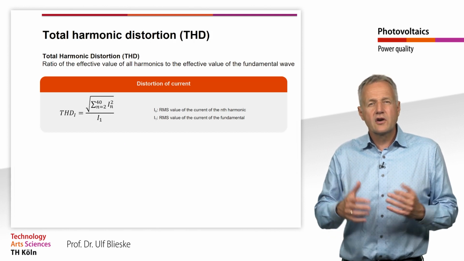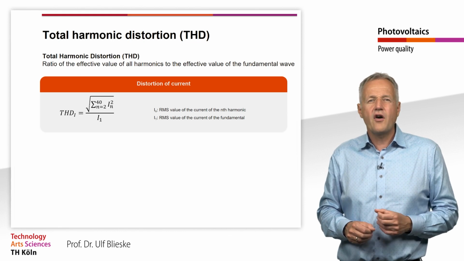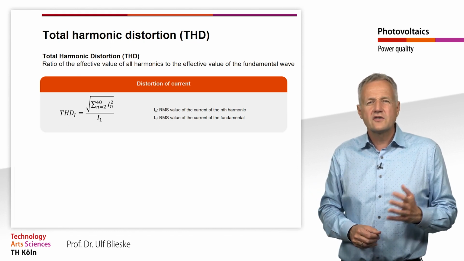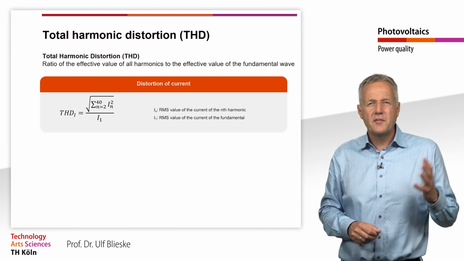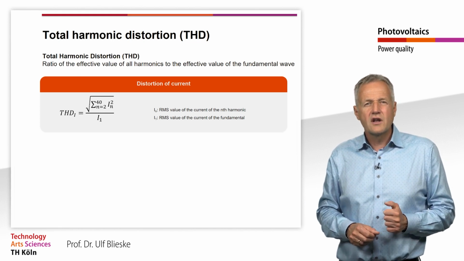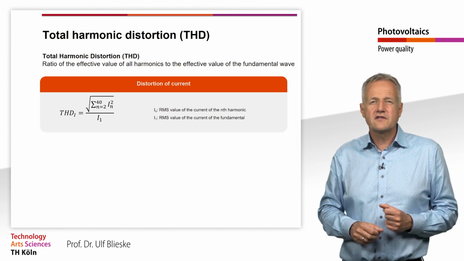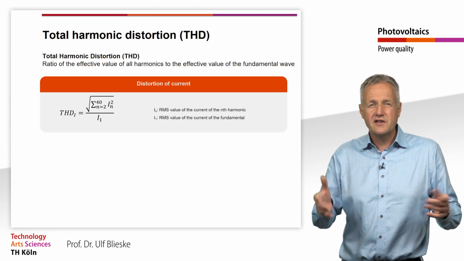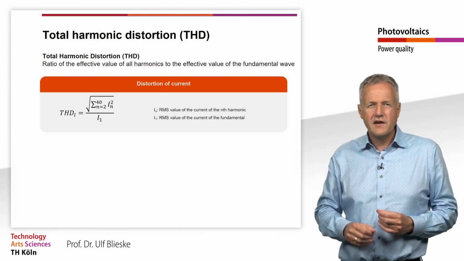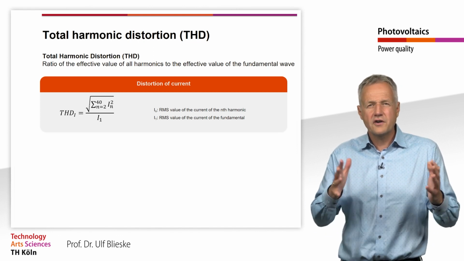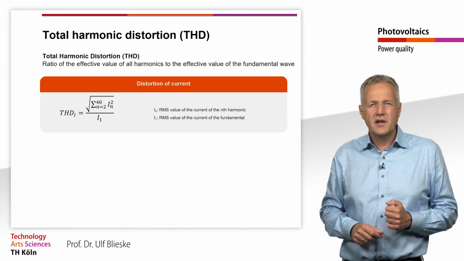The harmonic components can basically be represented as a ratio of their effective value to the effective value of the fundamental. In order to obtain a measure of the total value of the distortion, the so-called total harmonic distortion, THD, is commonly specified. It indicates the ratio of the effective value of all harmonics of orders 2 to 40 to the effective value of the fundamental.